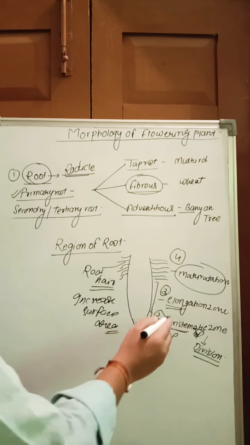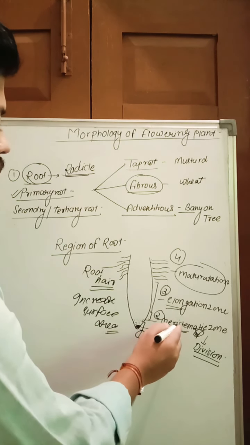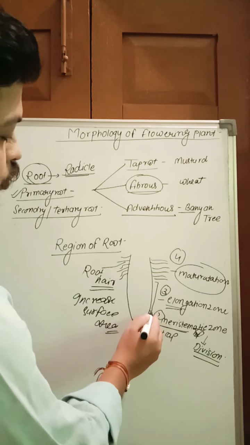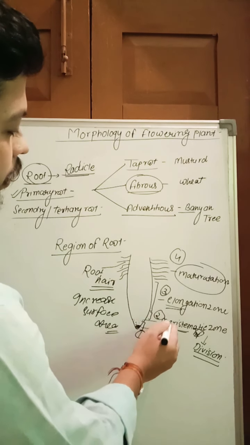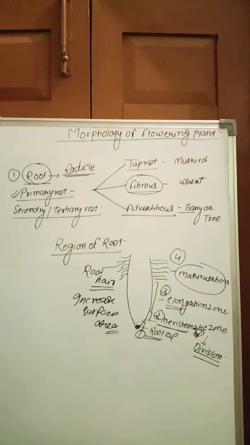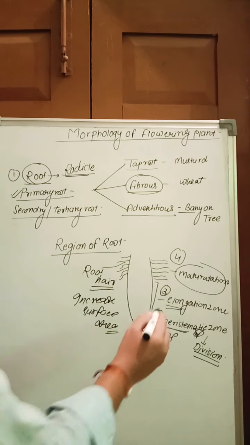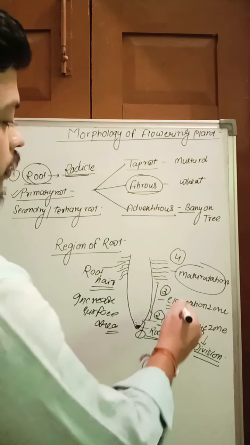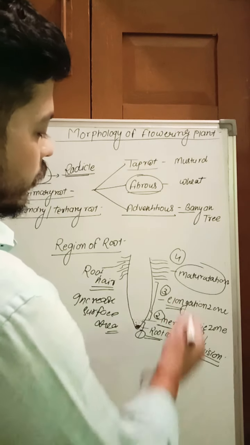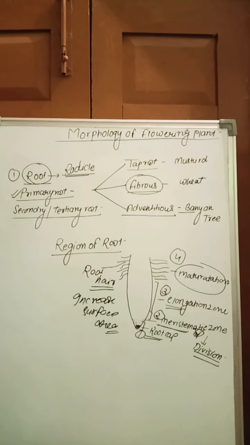Root cap zone; meristematic zone, a highly dividing tissue where cell division takes place, with thin-walled cells and dense cytoplasm; elongation zone, where cells are elongated and increase their length; and maturation zone, where cells are mature and differentiated, and in this zone root hairs are present. Another point, the modification.